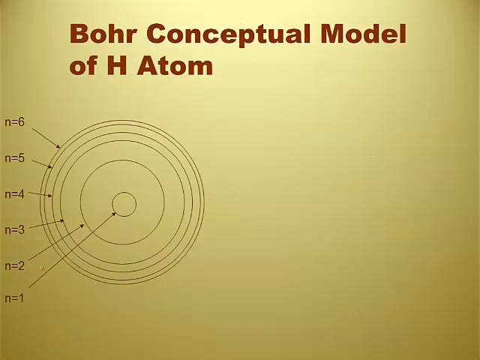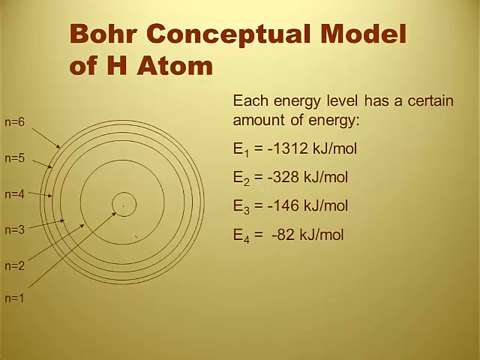Okay. All right, so this is Bohr's conceptual model of the hydrogen atom. Again, what we're seeing is concentric circles that are orbits around the nucleus where the electrons live. The nucleus should be this dot right in the center of the atom. Of course, it's drawn much larger than it should be. Bohr was able to calculate how much energy each of these energy levels contains.